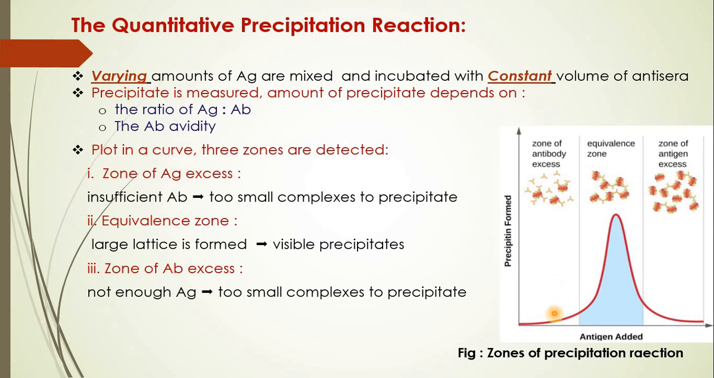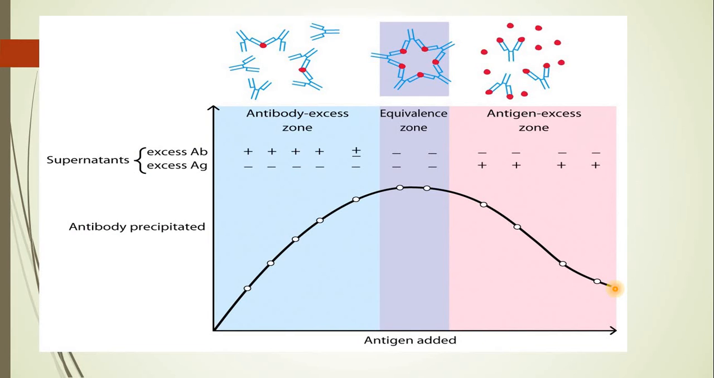Thus, here you cannot see precipitation. So, from this graph, what you can recall or remember is that both in the zones where antibody is in excess or antigen is in excess, there is no precipitation reaction observed. It is only the zone of equivalence which will show the maximum amount of precipitation reaction, because the antigen antibody ratio is in equilibrium, right?